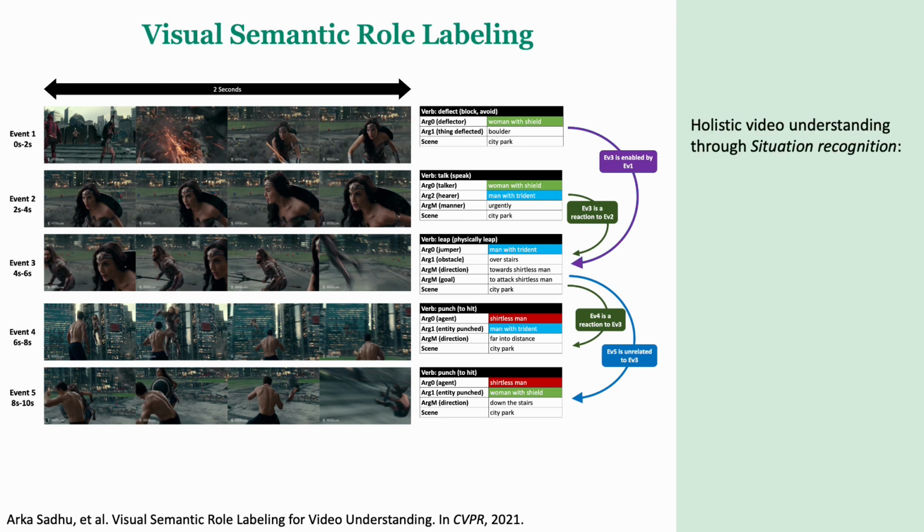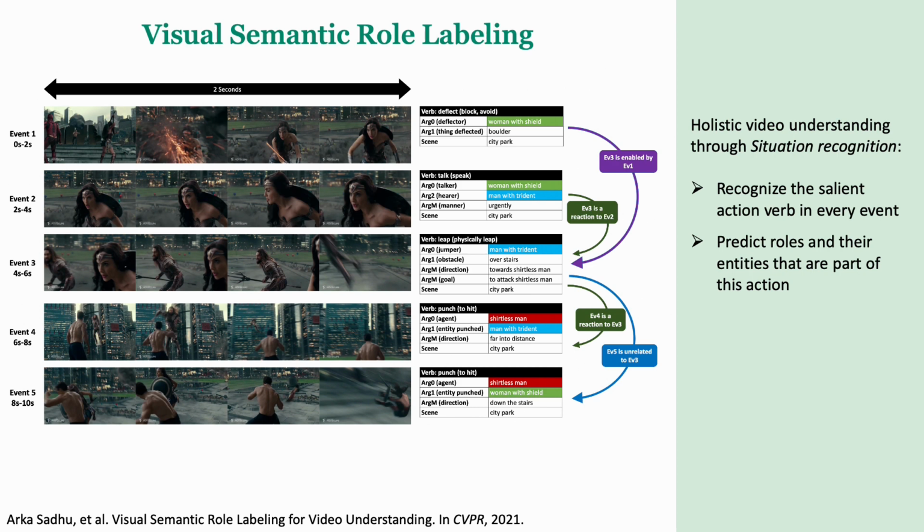It is a structured prediction task over 5 short clips consisting of 3 subproblems. First, recognizing the salient action verbs in the clips. Second, predicting roles that are associated with the verbs and the corresponding entities that are part of the action. And third, modeling simple event relations, such as enable or cause. For example, in event 2, the verb is talk, which is associated with 4 roles: talker, listener, manner of talking, and scene of the event.